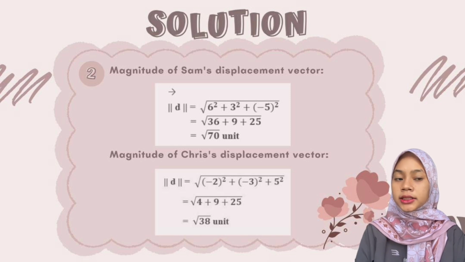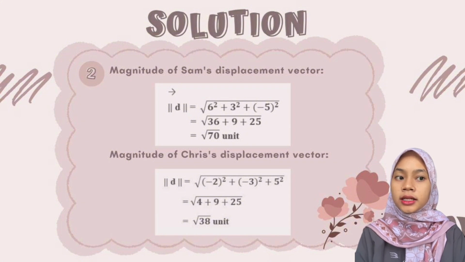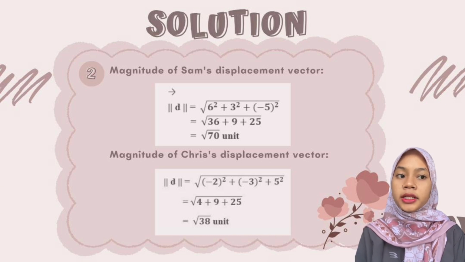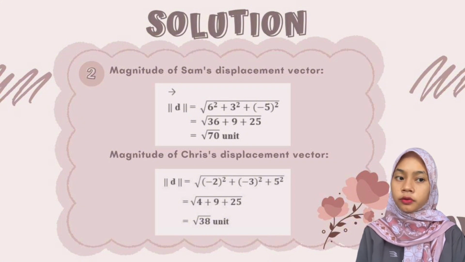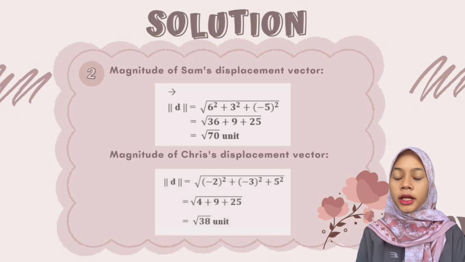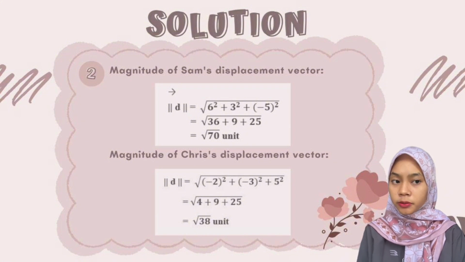Next, for the second step, we need to find the magnitude of Sam's displacement vector. To find the magnitude, we just need to insert Sam's displacement vector into the distance formula: square root of a square plus b square plus c square. So, the magnitude of Sam's displacement vector 6, 3, -5. We insert into the formula, we get square root of 6 square plus 3 square plus -5 square, and we get square root 70 unit.